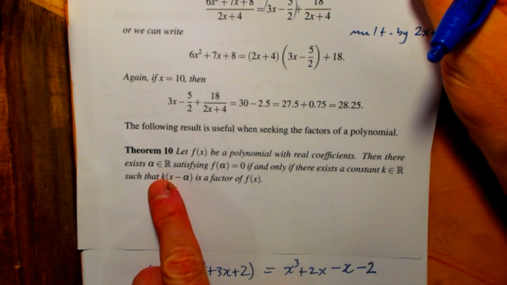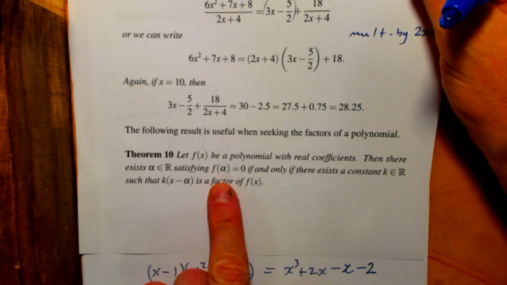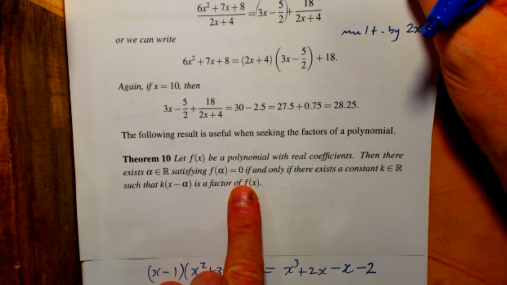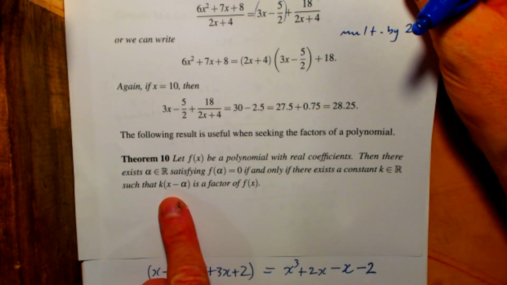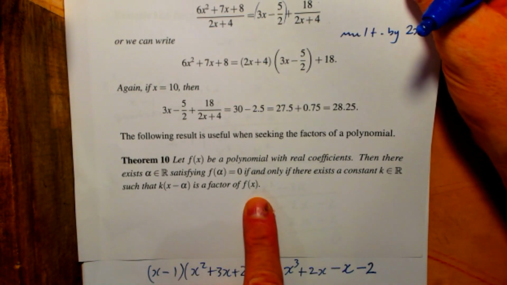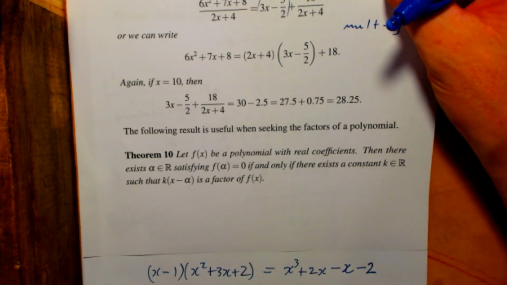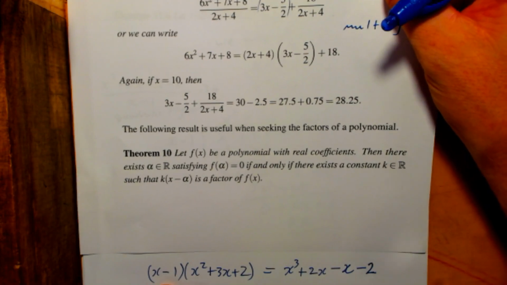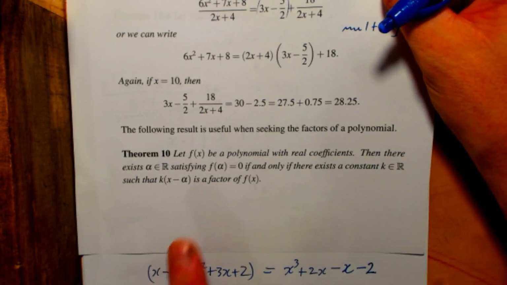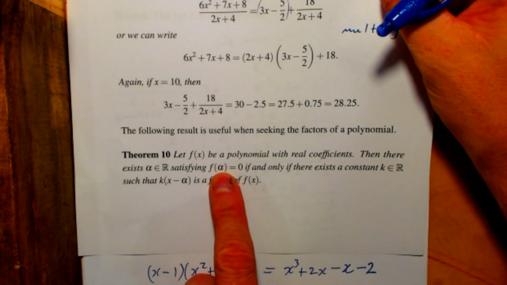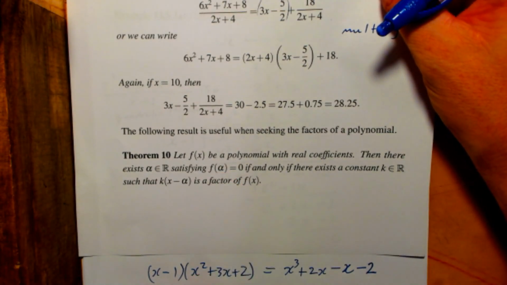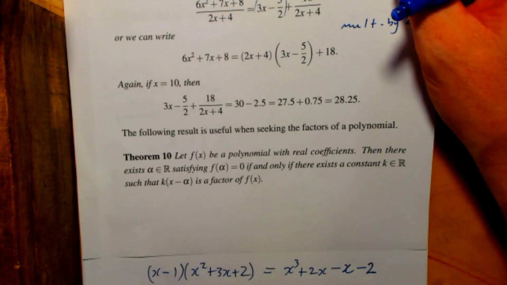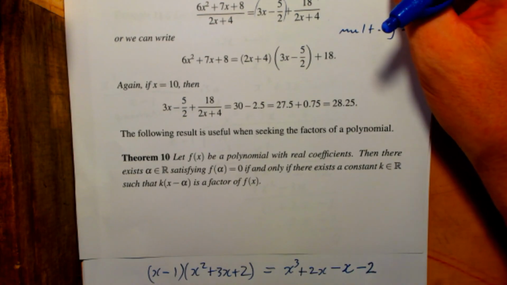There exists a real number alpha satisfying f of alpha equals 0 if and only if there's a constant k such that k times x minus alpha is a factor of f of x. So here we're showing it as a factor. x minus 1 is a factor, and that is because 1 is a root. Okay, so we use the fact that 1 is a root. We set up the factor x minus 1, and we did a long division to be able to write what we have here.